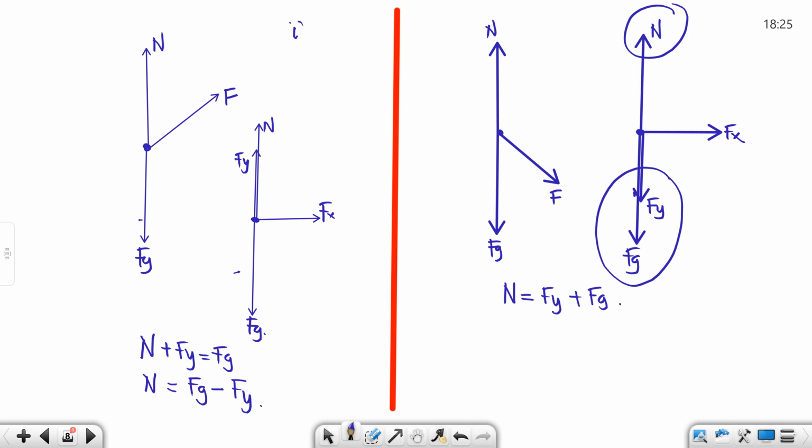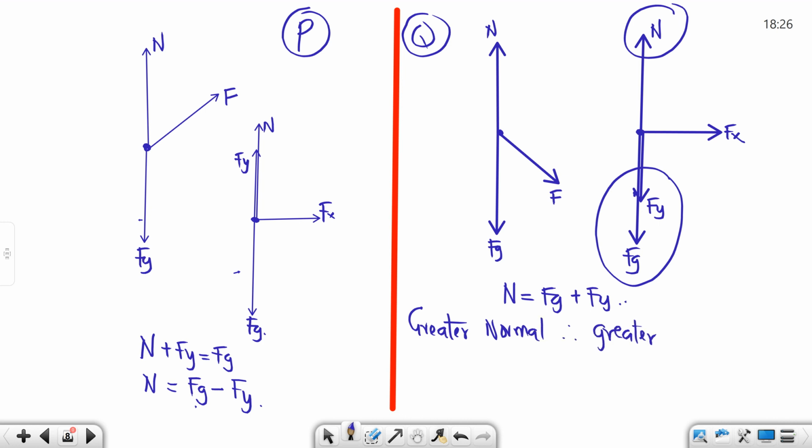Let's call this object P and Q. I don't want to use the same letters. I want you to notice something. Which one would have more friction? Q would have more friction. Why? The normal force is bigger because I am adding. Check this one. I am saying Fg minus Fy. The one on the right, Fg plus Fy. This one would have a greater normal force. Therefore, a greater what? Friction.